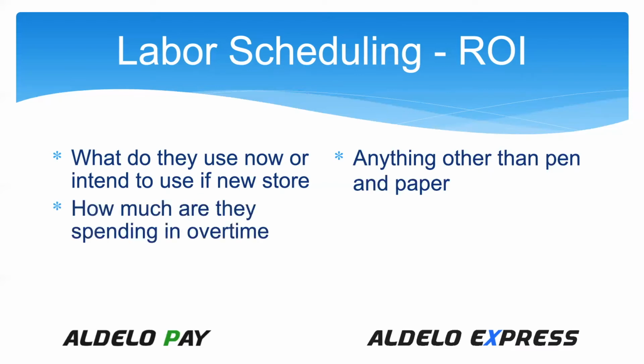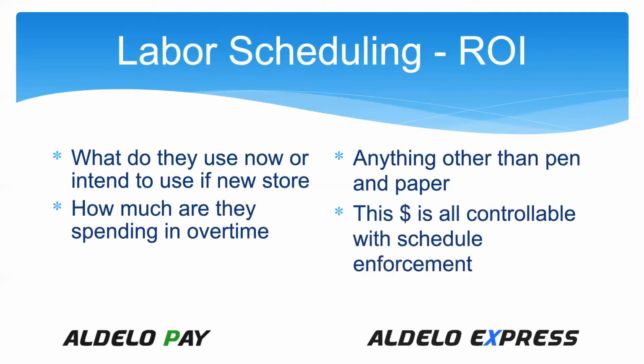How much were they spending in overtime? They probably don't know the answer to this, but it is a controllable expense when you do schedule enforcement. If they don't have a labor scheduler built into their system, then they are not controlling the overtime the way they should.